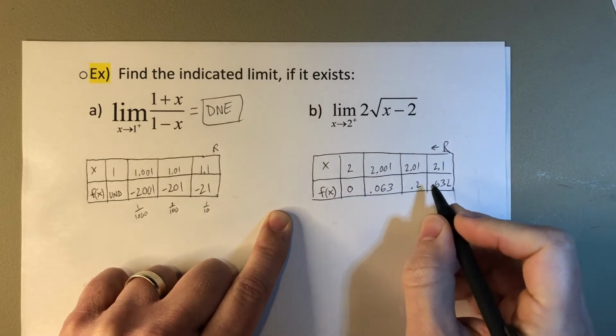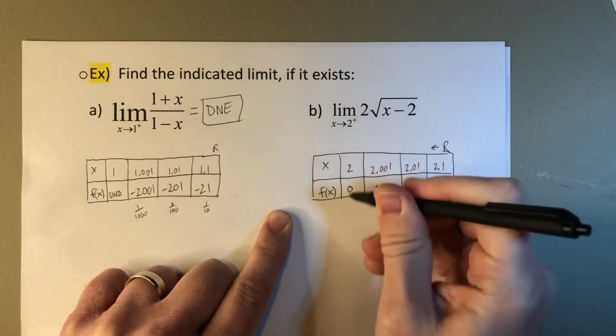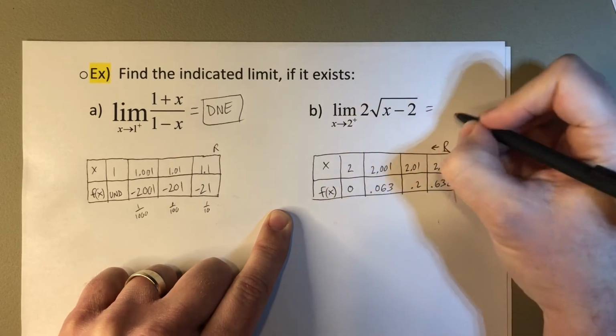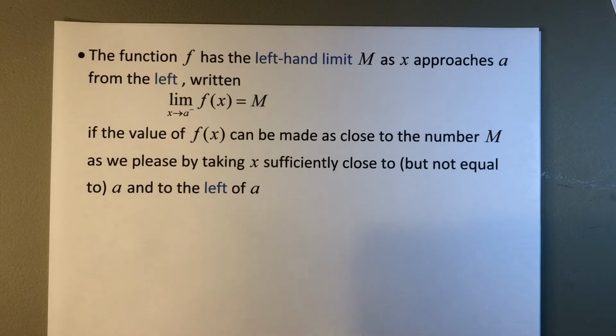And so because that's the case, because it does exist here as you approach from the right, the limit of this particular function as x approaches 2 from the right is 0. Now we're going to look at really the exact same concept except coming now from the other direction.